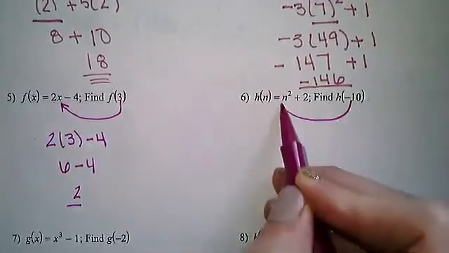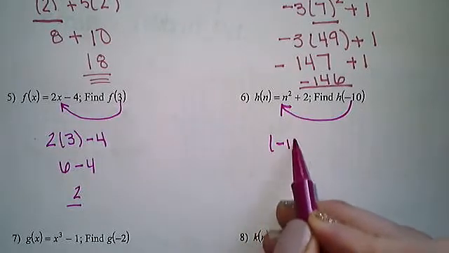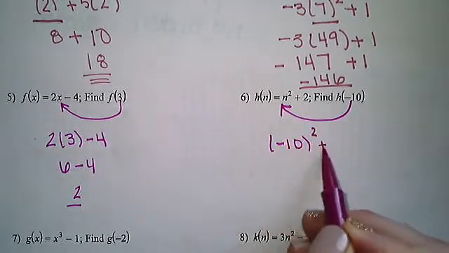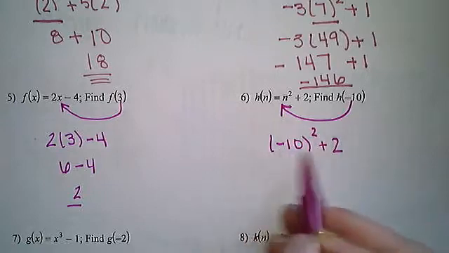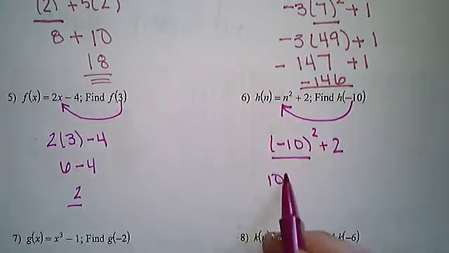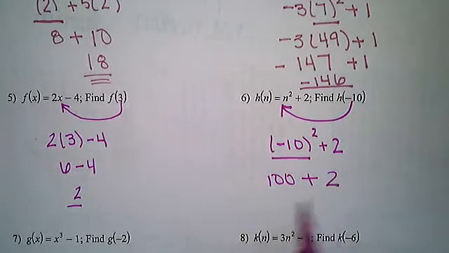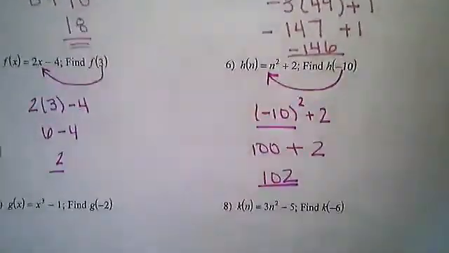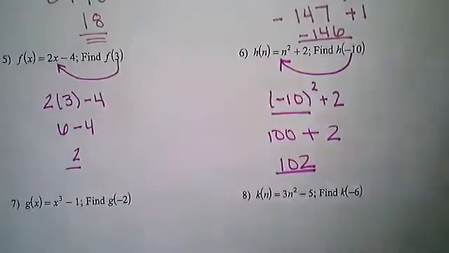Over here, I really like this one. This is showing the importance of parentheses. So when you input something, please use parentheses. So this will end up being 100, that's positive, plus 2, which is 102. If we don't use those parentheses, we'll get a completely different answer.